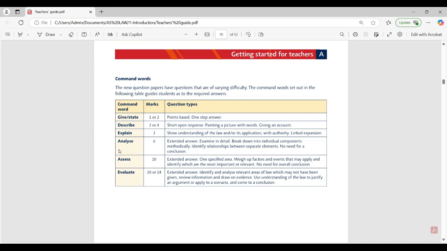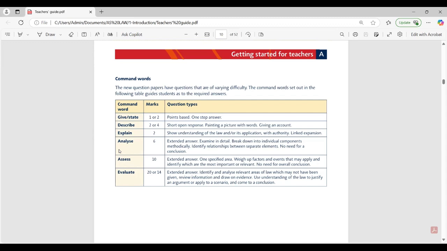And next, if you get a question with the command word assess, again, you have to give an extended answer. This will most probably be on one specified area, which you have to explain in detail. Again, there is no need for an overall conclusion.